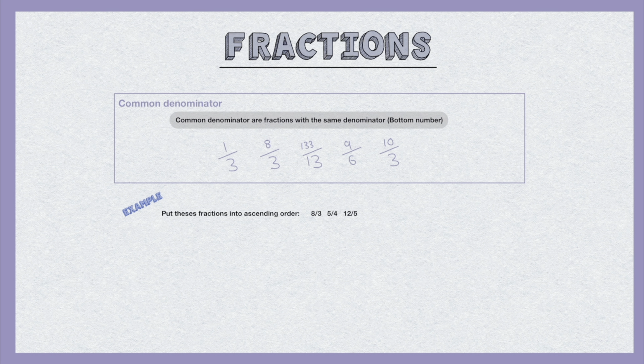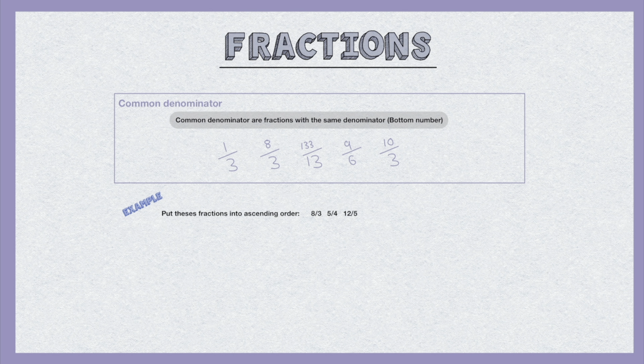So now let's look at how to find the common denominator. Fractions with a common denominator have the same denominator, and the denominator is the bottom number, it's just another word for it. As we can see in this line of fractions, this fraction, and this fraction all have the same denominator, so you would say that these three have a common denominator.